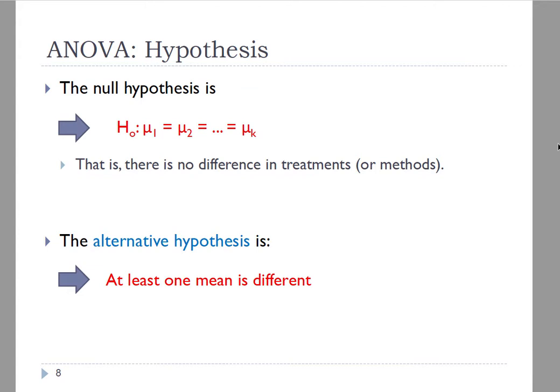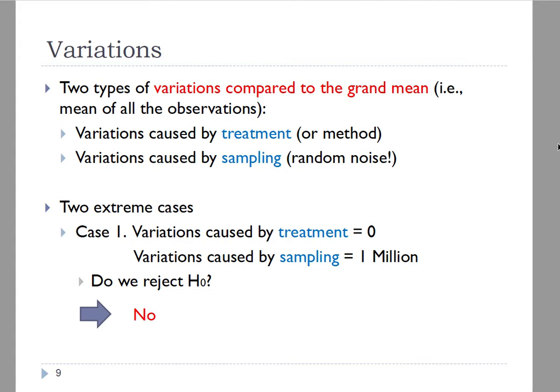So what we have to determine up front is what degree of certainty you will require for the ANOVA test. I know Minitab automatically uses 95%, but in Excel we can actually choose. There are two types of variations compared to the grand mean, the mean of all observations, which is the sum of all samples divided by the sample size: those variations caused by the treatment or method, and variations caused by sampling.